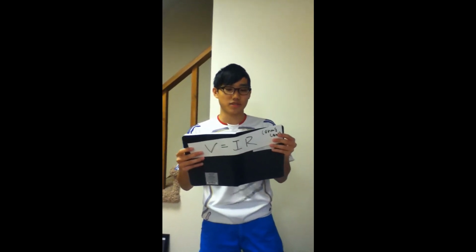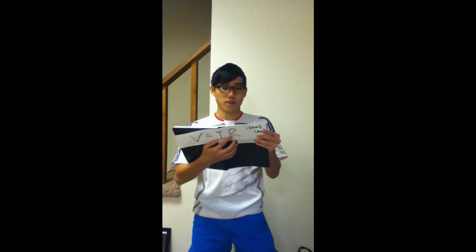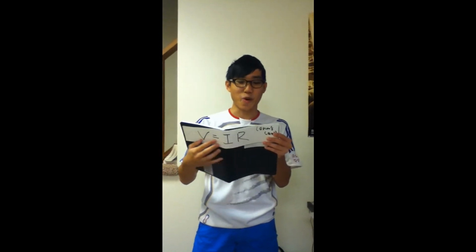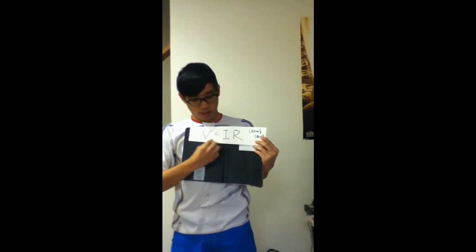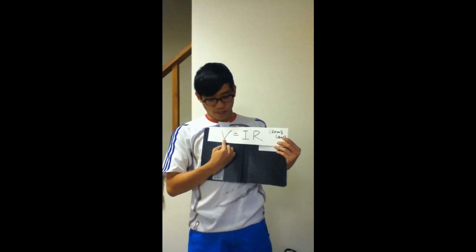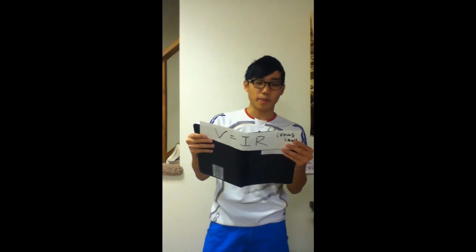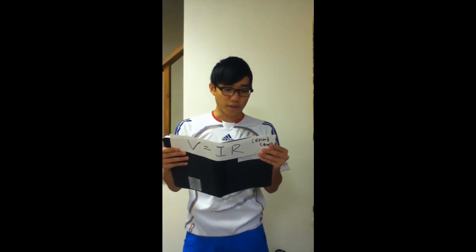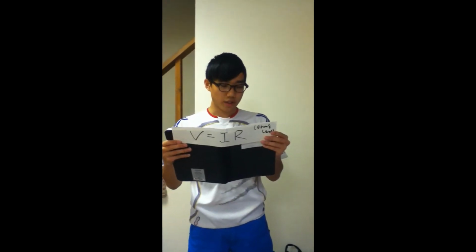We have resistance as a control variable. The resistance remains the same in the whole experiment. And voltage, which V stands for, is the independent variable. We change the amount of batteries to change the voltage.